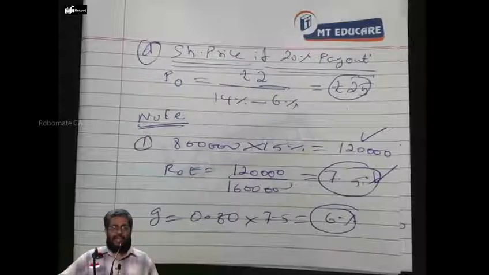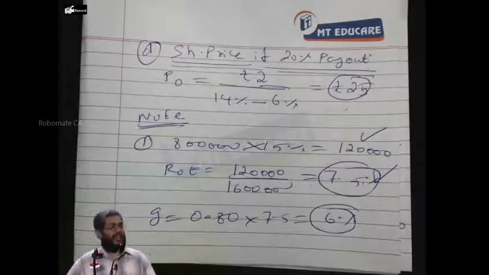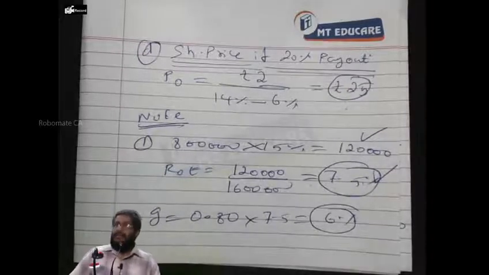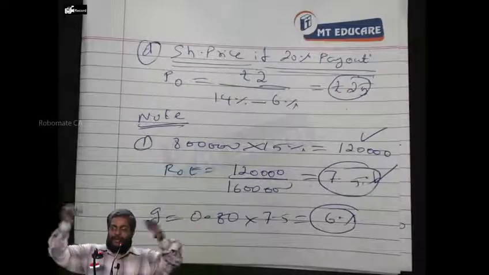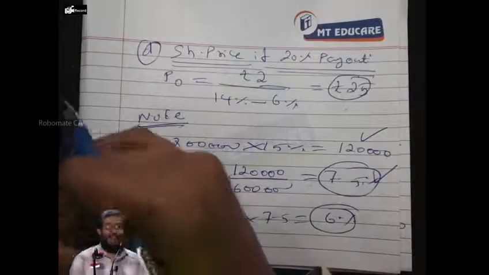If the company sits on cash, normally this word is used toward the market. Sitting on cash means what? In our water tank and all, in the house, we keep cash, black money and all, people keep or not? I don't keep here, people keep, okay.